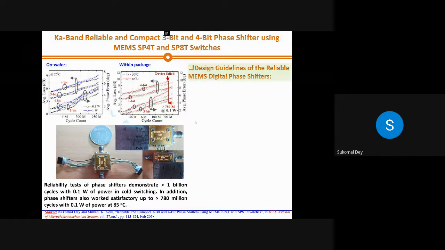Over these things, there are a few design guidelines on this topology. The first design guideline is that your switch should be robust in nature. Your switching network should be modeled very accurately in an electromagnetic simulator.